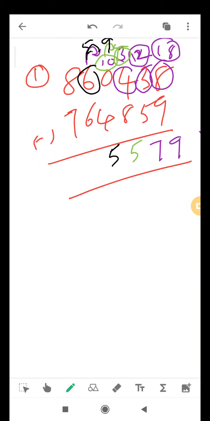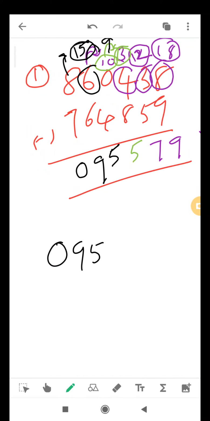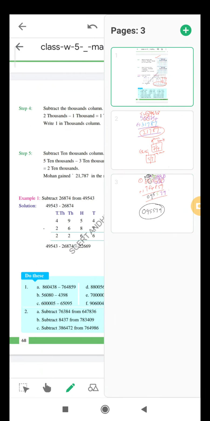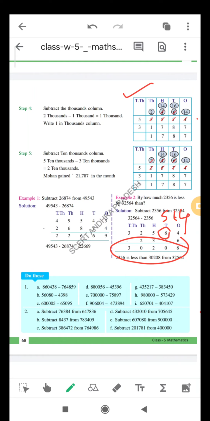5. From 5 you take 6, that is not possible. Therefore you take 1 from this 8, so this will become 15. From 15 you take 6, that is how much? 9. From this 8, 1 gone, so only 7 is left. 7 minus 7, 0. So therefore 095579 is the right answer. One I have done, remaining all you can do, that is your homework. Okay, we'll stop here. You have seen now how this is got.